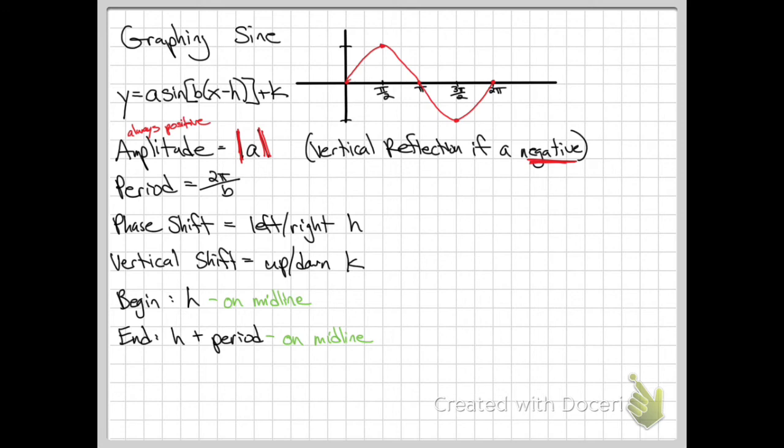Our midline, I'm going to use a thick pen here because I need you to see it. Our midline is where these 3 points land, right on that midline. The beginning point is right on that midline. The end point is right on that midline. It's the period away, h plus period. And then the middle is going to be right on the midline as well for sine. And then the first point does A and the second point does opposite A.